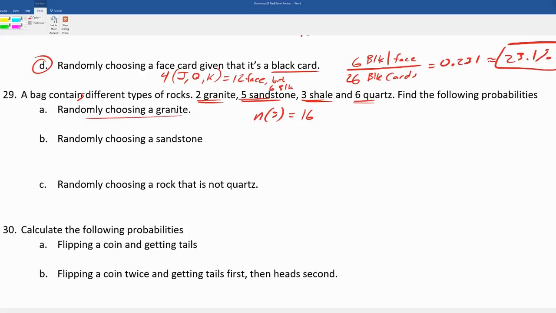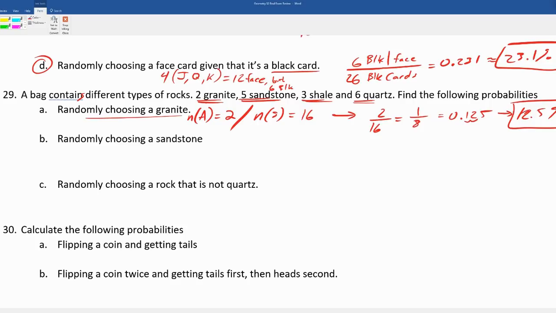How many of them are granite? So the event, the number of granite, we'll call this event A, is 2. Well, probability is going to be the number of granite divided by the whole sample space. So that's just 2 out of 16, and we can reduce, that's just 1 out of 8. So there's a 1 out of 8 chance. If you use a calculator, 0.125, move the decimal over 2 places if we're talking about percent, and you get 12.5%. So be aware of that.